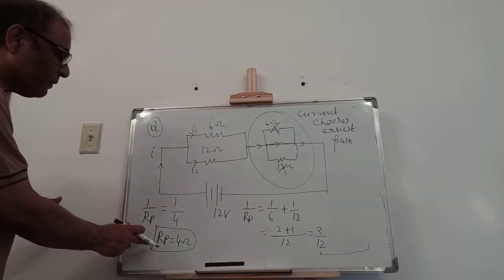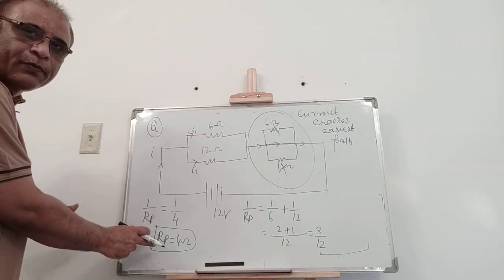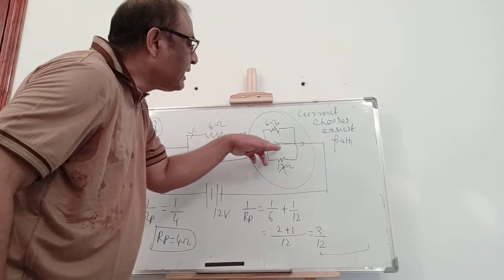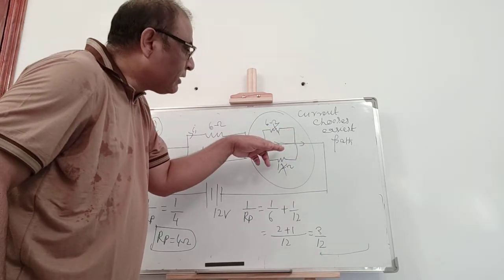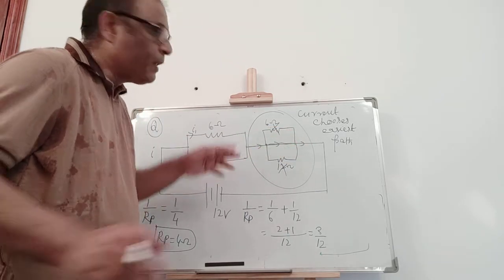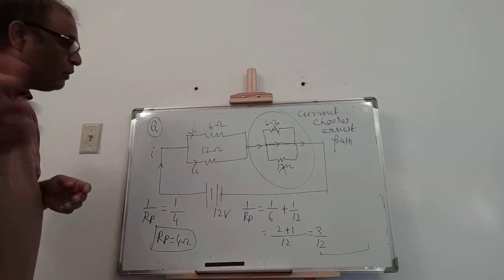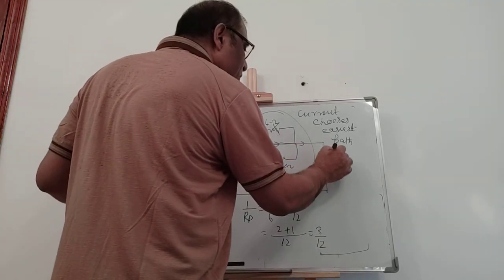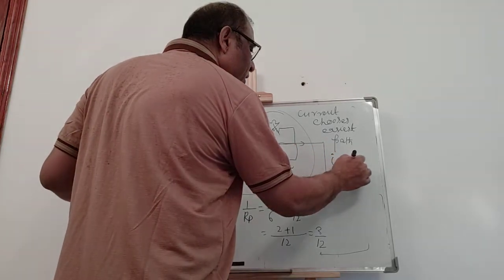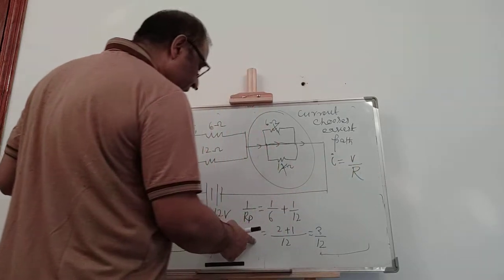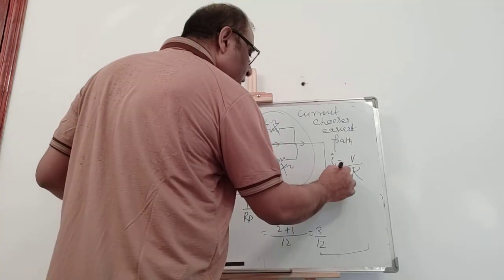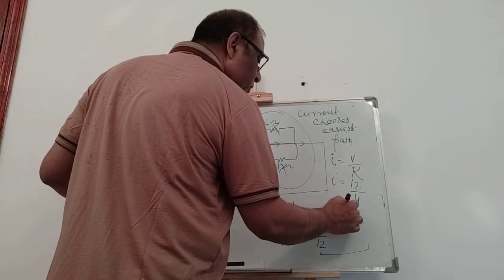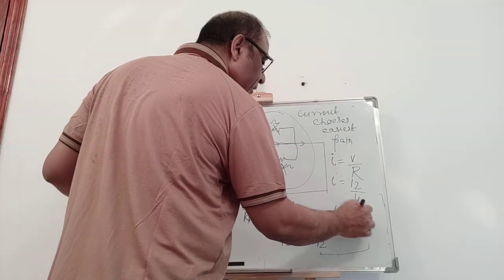So the total resistance of the circuit is 4 ohm, because current passes through this connecting wire which has no resistance. It avoids the 6 ohm and 12 ohm. Just avoid that broken road. So now the total current I is equal to V upon R, where V is 12 volt and R is 4, so I is equal to 3 ampere.